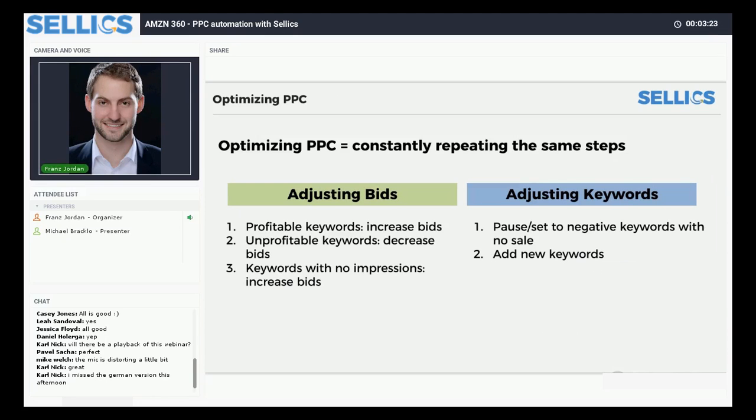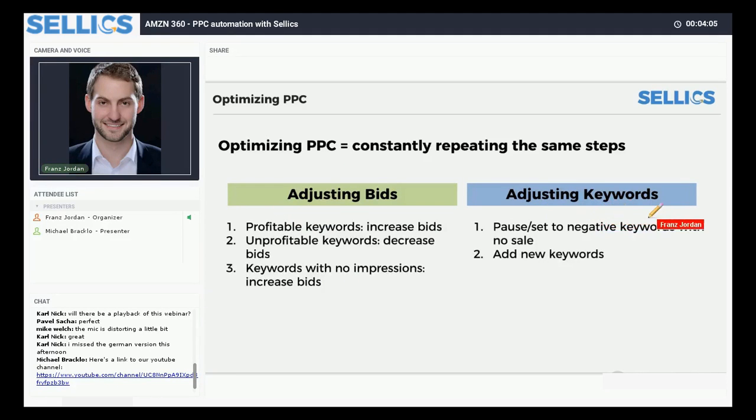So when we think about PPC automation, essentially what happens is you are constantly repeating the same steps, right? So you are doing 2 things. You are adjusting bids. Typically there are 3 strategies. So the first strategy is you want to increase bids for all the profitable keywords. The second strategy is you want to decrease bids for unprofitable keywords, right? Obviously, if a keyword is unprofitable, you want to lower the bid to see if it gets profitable. And third of all, you want to increase the bids for keywords that have no or very little impressions, right? So those are typically the 3 steps that you do when it comes to adjusting bids.